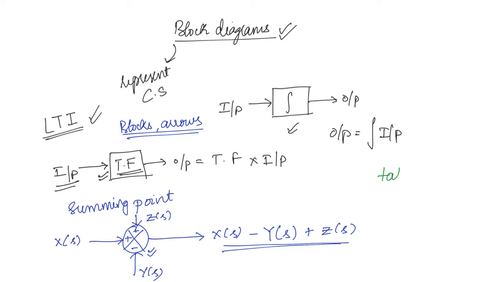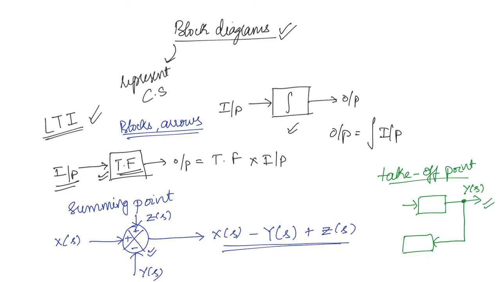Next we have the takeoff point. Now let us say you have one block here and you have one signal here. Let us say this signal, y of s, is coming as the output at this point. The same signal, if you are taking it and inputting it to some other block or some other summing point, wherever that is necessary, this point here is called the takeoff point. Once we discuss more about block diagrams, you will be more accustomed to all these features. So we have discussed what is meant by block, arrows, summing point and takeoff point.